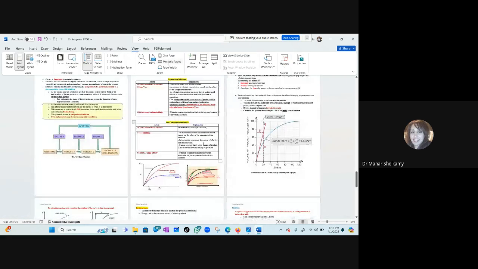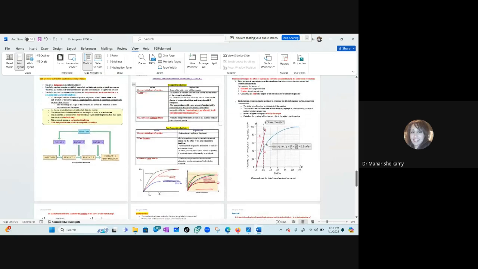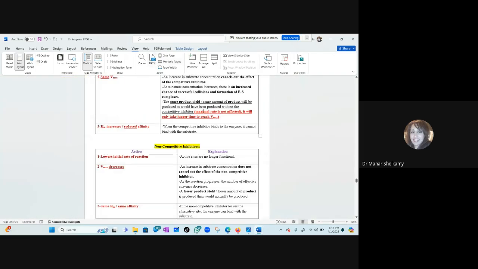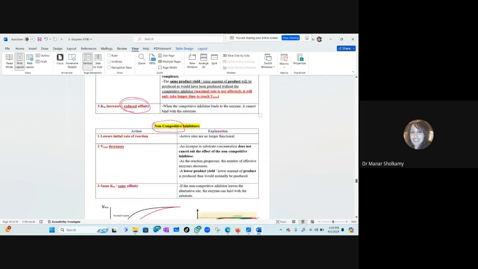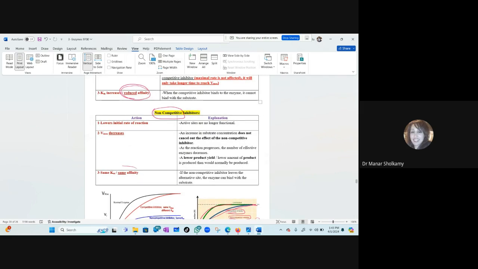This table here is very important. That table compares the competitive and the non-competitive inhibitor. In the case of a competitive inhibitor, it will lower the initial rate of the reaction, same Vmax, and reduced affinity. Non-competitive inhibitor, the affinity is not affected. Same affinity, same Michaelis constant. Okay, but the Vmax will decrease.